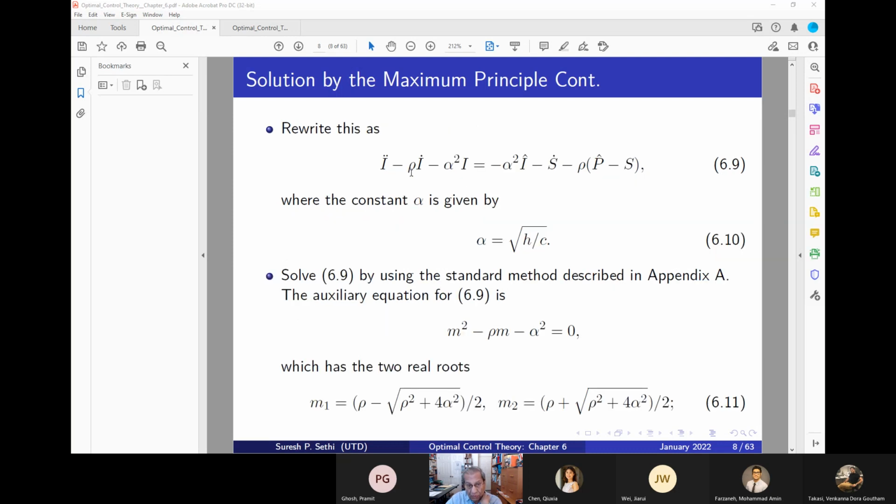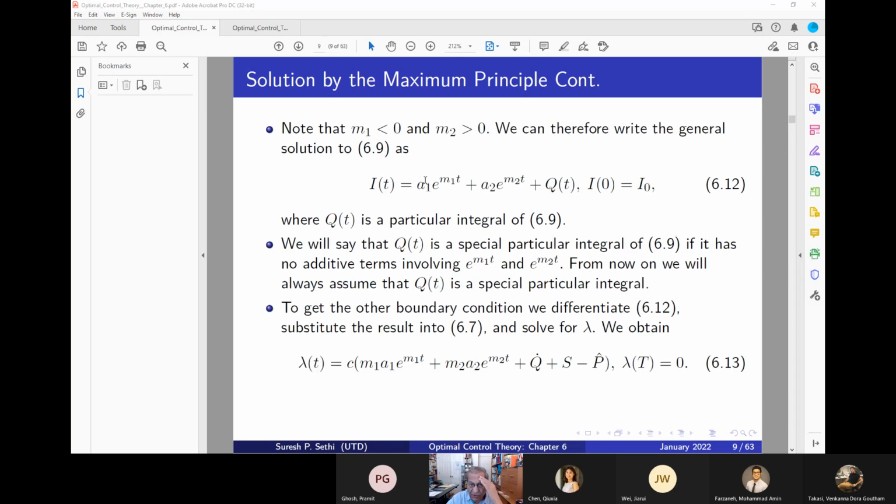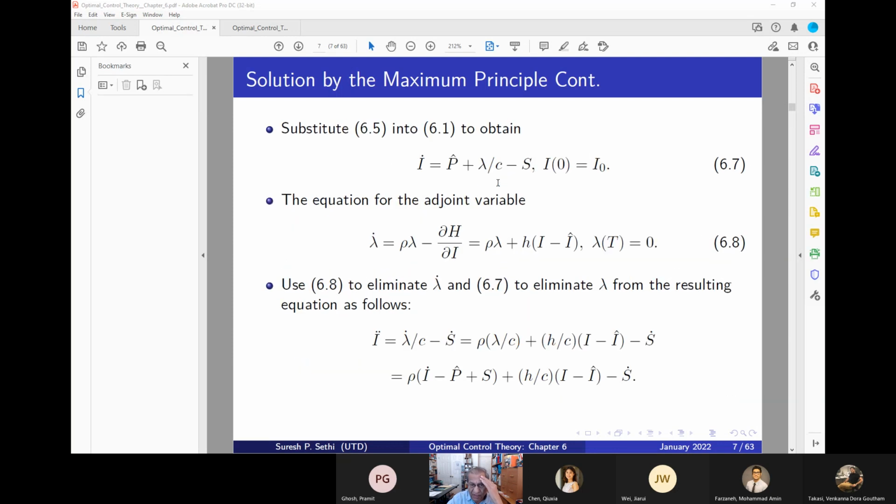So a second order differential equation has two boundary conditions. One is going to be A1 and one is A2. Notice we need two boundary conditions as well, because we have I0 and lambda at T, and those are the boundary conditions. And we can solve the problem with those two boundary conditions. As you know, it was a 2-point boundary value problem with two conditions, and it can be solved.